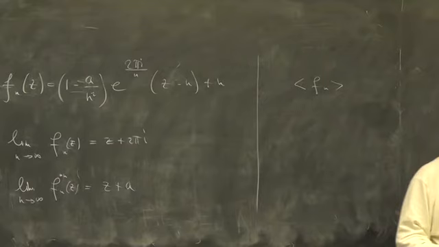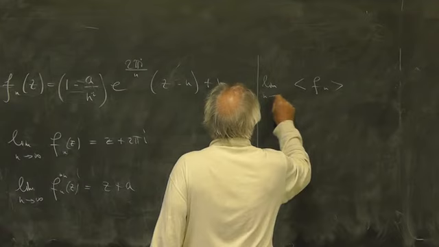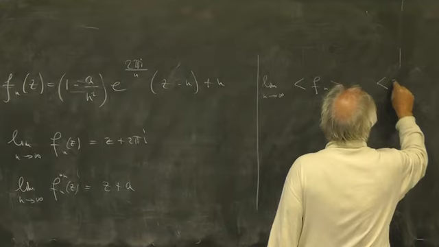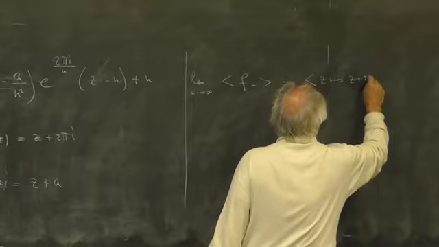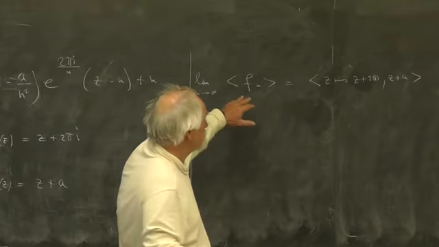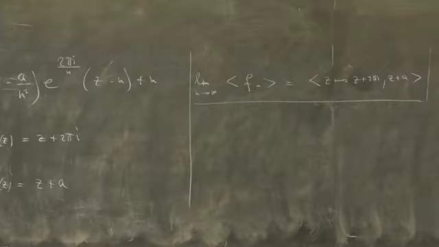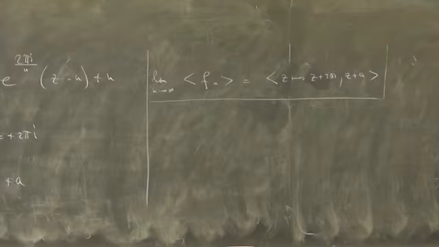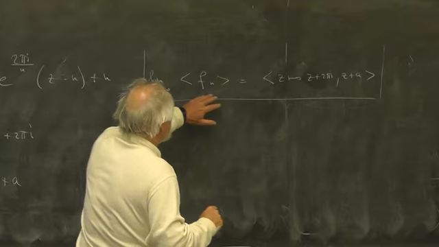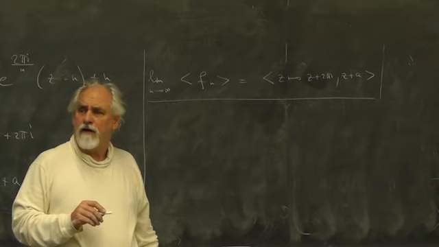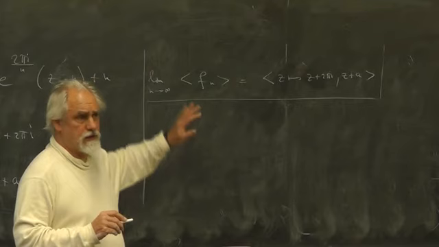Now, what does it mean to say the limit of these groups is equal to the group generated by z maps to z plus 2 pi i, and z plus n? The limit of these one generator groups is a two generator group. Now, in what sense does that limit make sense? Fortunately, in the world of Kleinian groups, it's quite easy to make sense of. As I'm planning to make a parallelism between the situation of Kleinian groups and the iteration of polynomials or rational functions, it's much easier to do it in the world of Kleinian groups.